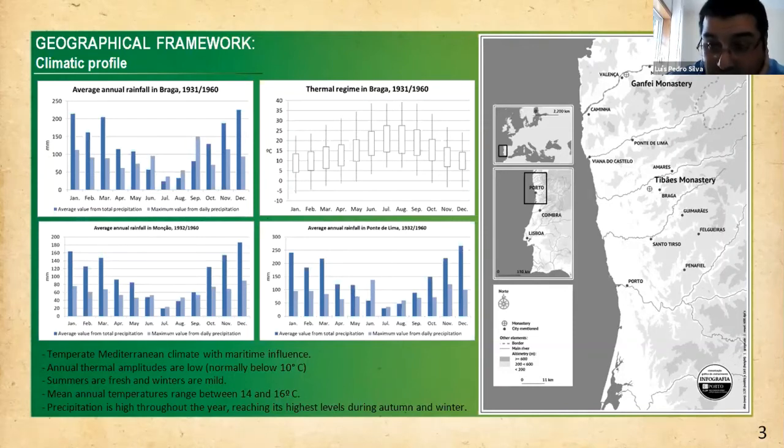Almost every month is wet. There are only two dry months. Precipitation is high throughout the year, reaching its highest levels during autumn and winter. Annual rainfall can vary from 1,000 millimeters in low-lying coastal areas to more than 3,000 millimeters at higher elevations.